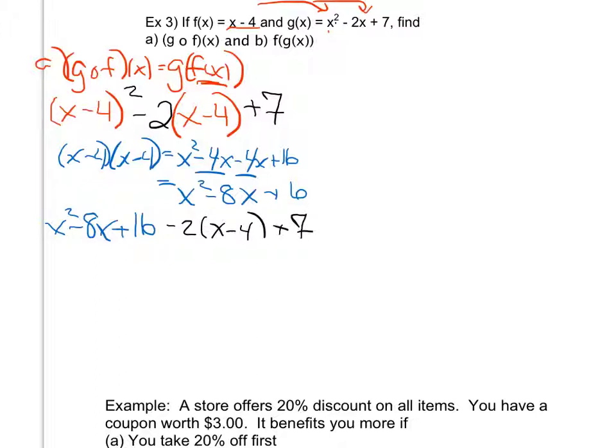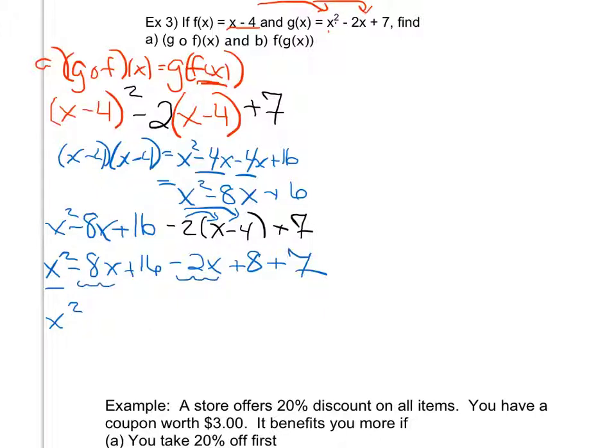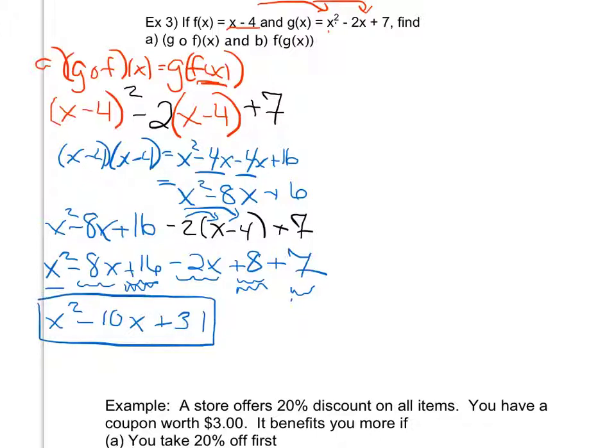Following my order of operations, now that I've done the exponent, I can multiply, so I can distribute my minus 2 in. Everything else will stay the same. And now I check to see if I have like terms. I don't have any other squared, so I'm going to leave x squared. Minus 8x and minus 2x becomes minus 10x. 16 plus 8 is 24, plus 7 is 31 for my final answer.